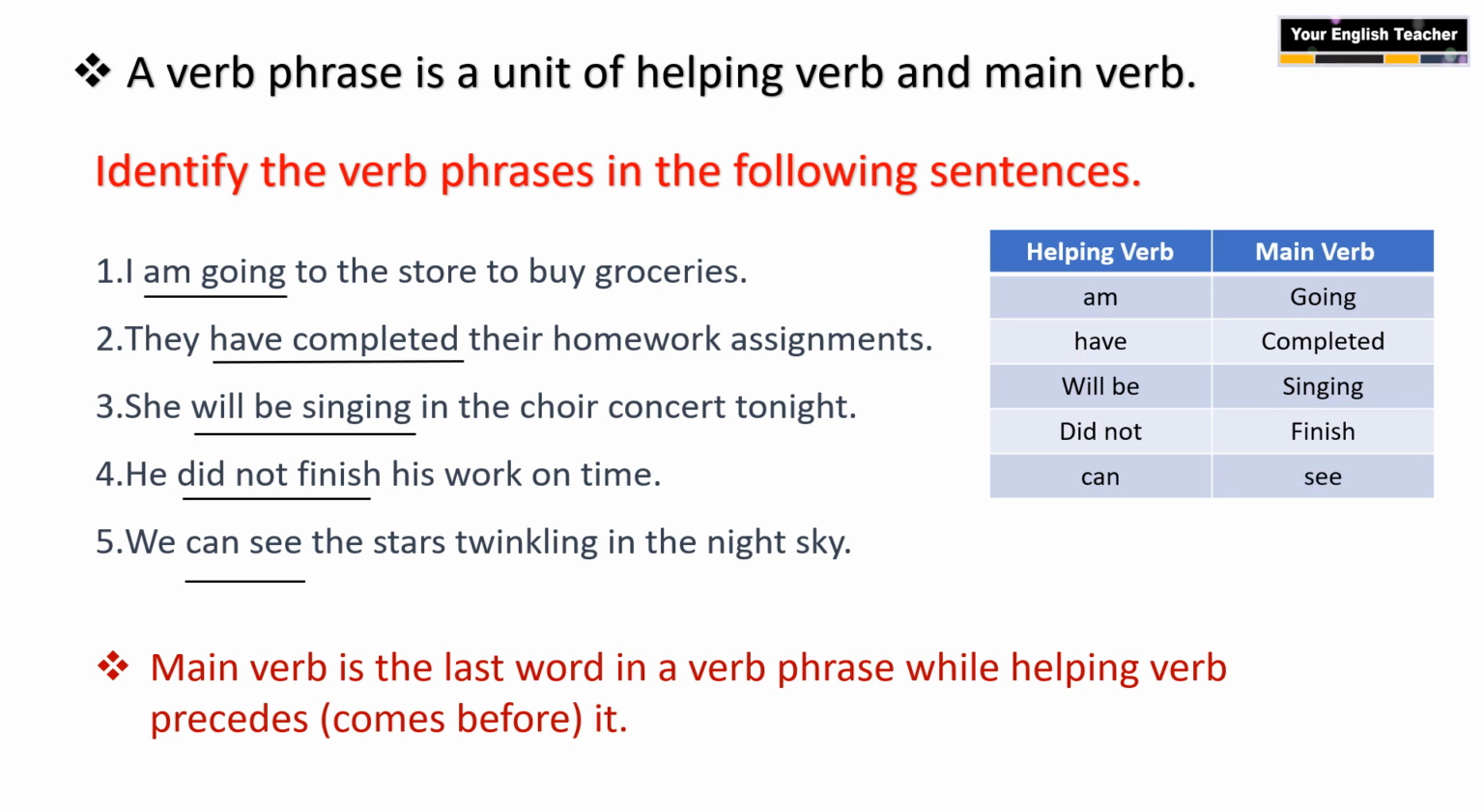So now, how to identify these helping verbs and main verbs in verb phrases? A simple technique is that the main verb is the last word in a verb phrase. After identifying a verb phrase in a given sentence, in that verb phrase, the last word will be the main verb, and before that, whatever is there in the verb phrase, all is considered helping verb.